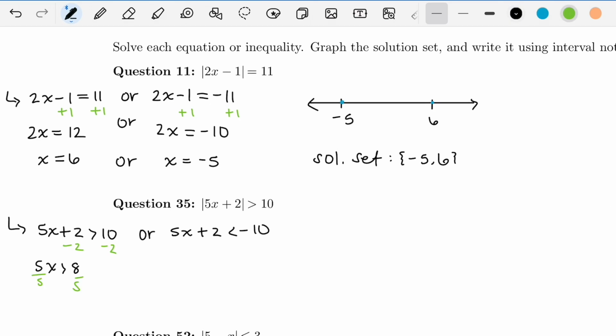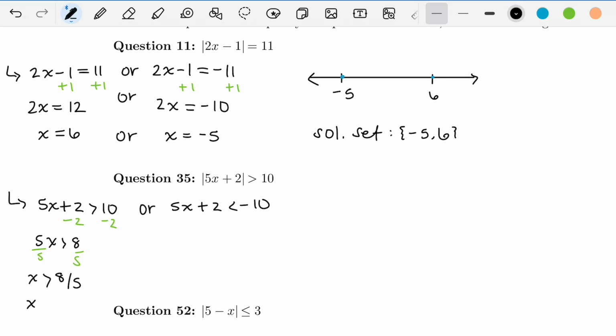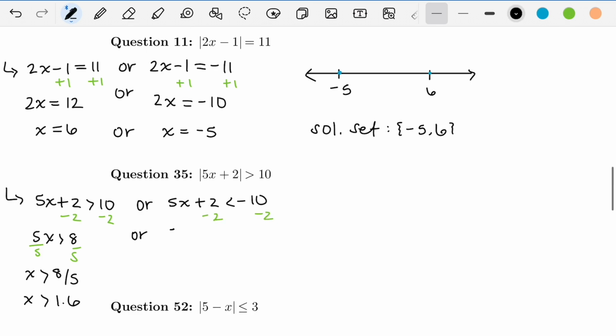So for this first one here, we'll get x is going to be greater than 8/5. And then plugging this into our calculator, this will be 1.6. Or doing the same thing on this side here, just solving for x. So we'll divide by 5 again, and we're going to get x as less than -12/5. And then plugging that into our calculator, we'll get -0.8.